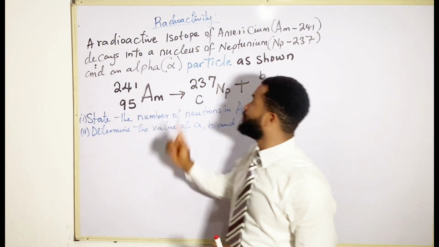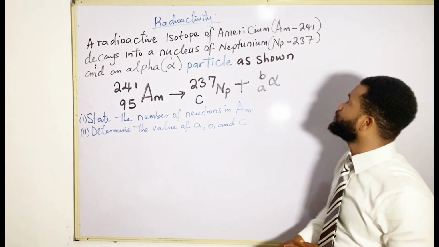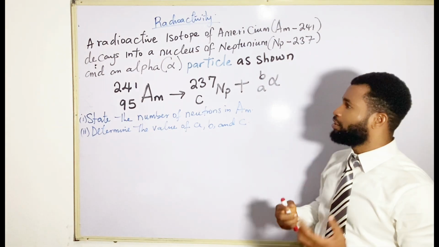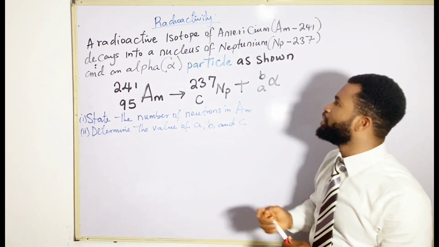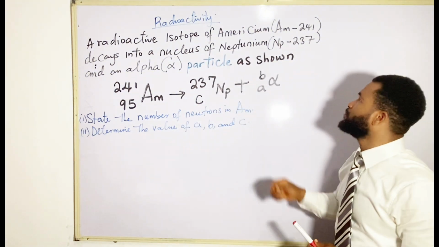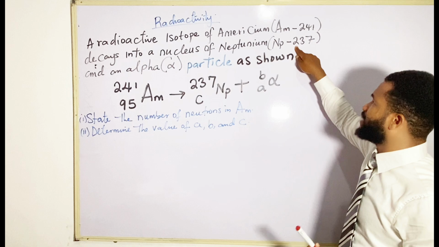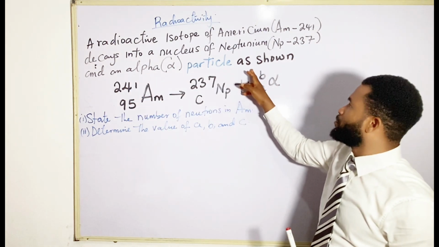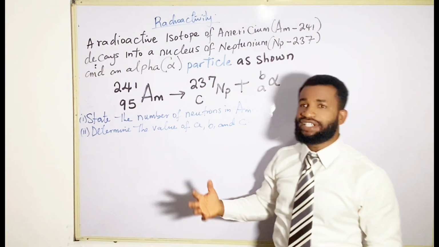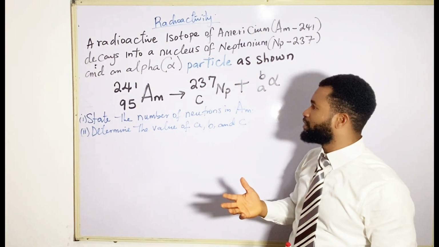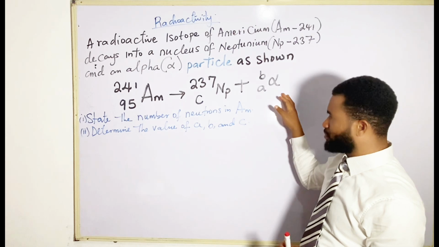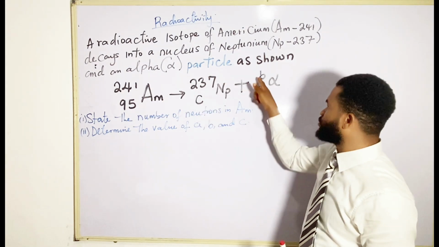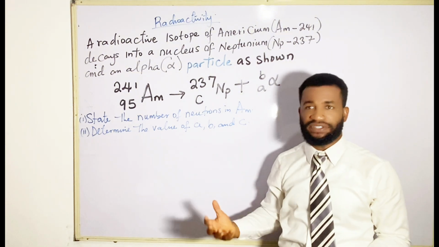They said that a radioactive isotope of americium of 241, which is the atomic mass, decays into a nucleus of neptunium of atomic mass 237 and an alpha particle as shown. So that means this is a nuclear reaction. In this nuclear reaction, this is just what happened and it came from this equation, but the equation is lacking some values which we are supposed to fix.